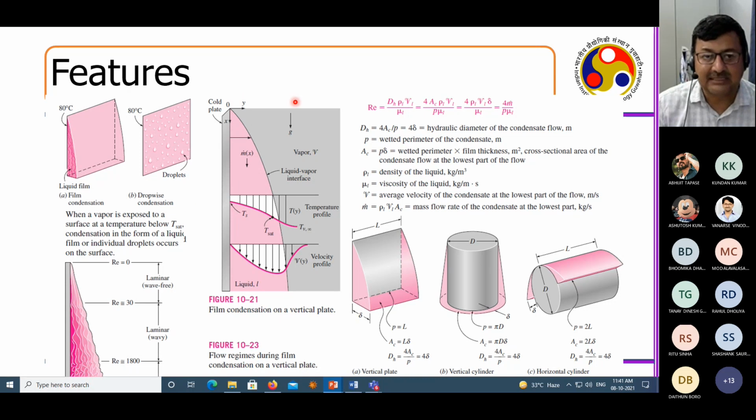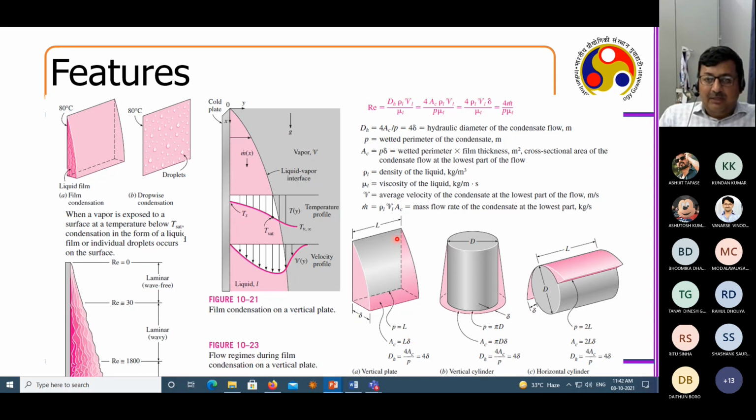This is the simplest way you can really model this. For different types of geometry, suppose this is a flat plate on which the film is forming, or a vertical cylinder, or a horizontal cylinder on which it is forming, you define a Reynolds number with a diameter, that diameter being the hydraulic diameter. And you know by now that hydraulic diameter is 4 times flow area by wetted perimeter, 4Ac by P. Some sample calculations are given.